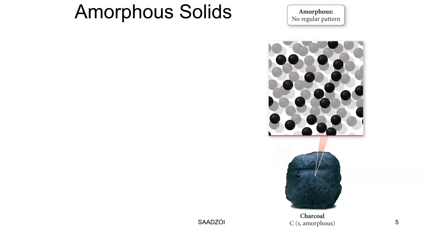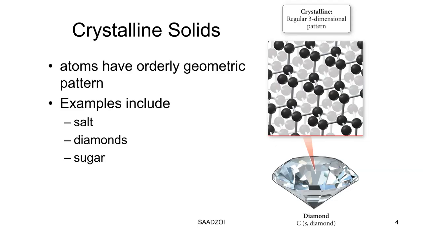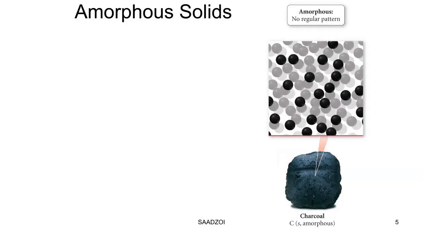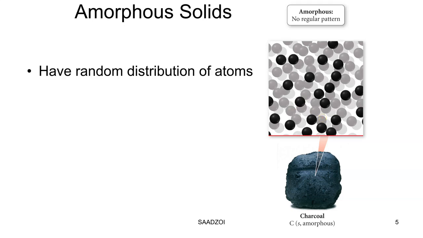Amorphous solid, on the other hand, see the difference? There is no organization. It's all randomized. Take a look at crystalline again. See how it's a nice geometric pattern repeating. Amorphous, no pattern whatsoever. These four are together. These three are together. This one's by itself. There's no pattern like you would see in a crystalline solid. So we call it having a random distribution of atoms. Things like charcoal we consider amorphous.